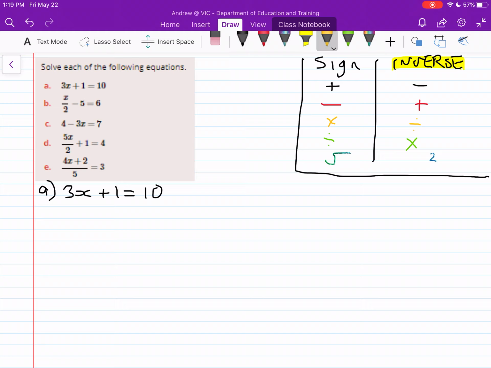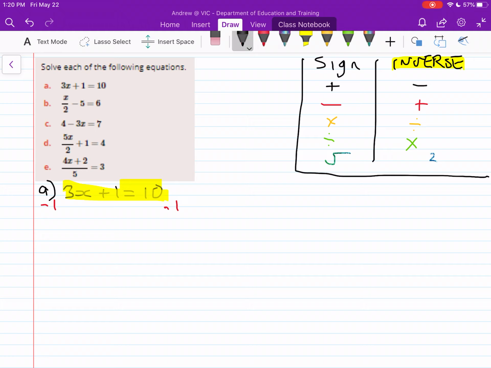So you'll notice our first one is 3x plus 1 is equal to 10. What we need to do is get x by itself. So you need to look at what is furthest away from the x, what's sort of by itself that's easy to get rid of. In this example it's the plus 1. So what we need to do to both sides is minus 1. Make sure you do this to both sides.